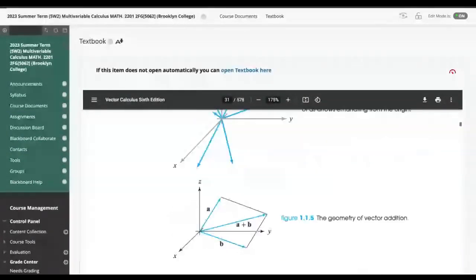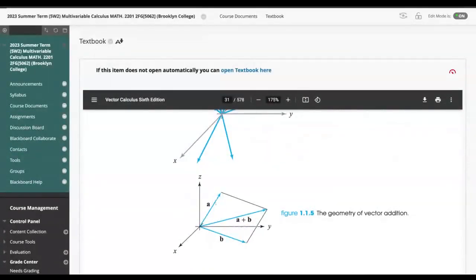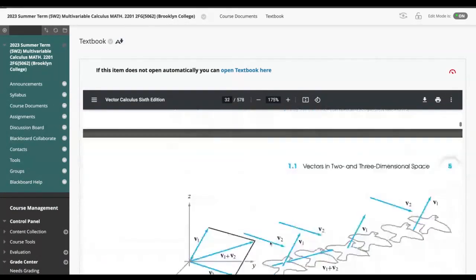So this tells us we can add two vectors. We have vector A, vector B. A plus B is this. A minus B or B minus A, depends. It would be a shorter diagonal. The direction depends on if it's A minus B or B minus A.